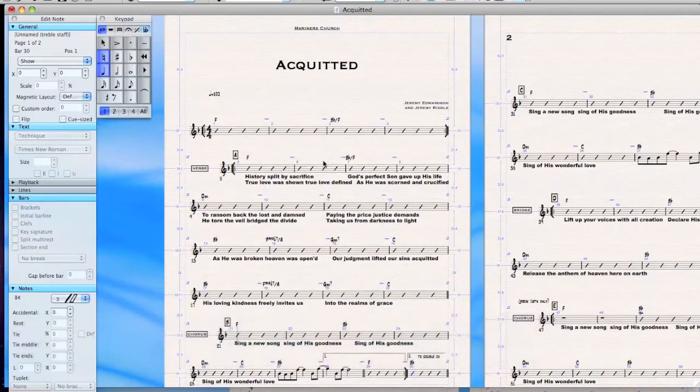By sacrifice, God's perfect son gave up his life to ransom back the lost and dear, paying the price. Justice demands as he was broken, heaven was yep.